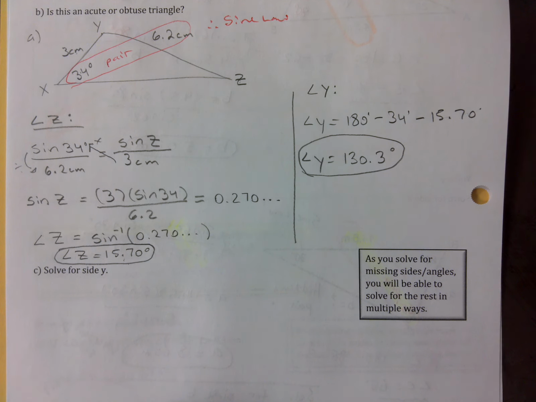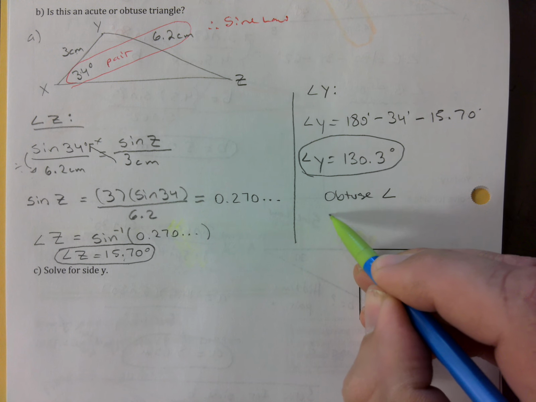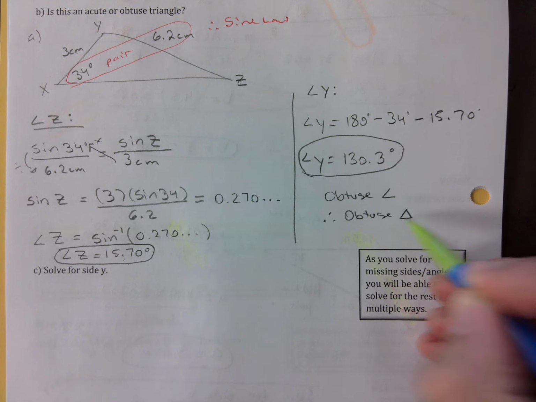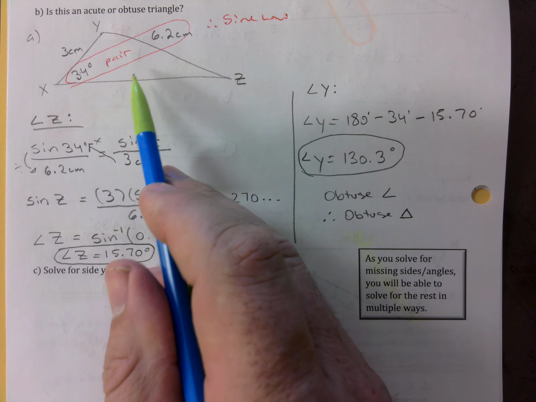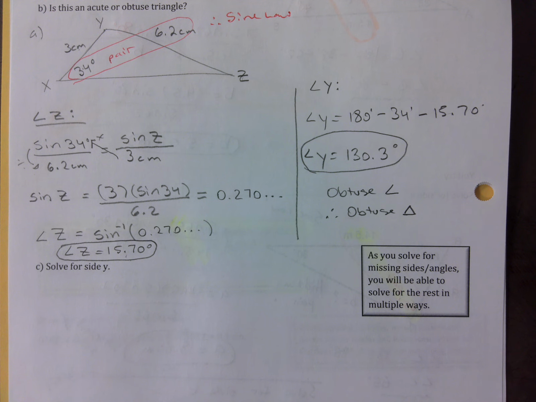It's an obtuse angle, by the way. Obtuse angle, therefore, it's an obtuse triangle as well. It turns that whole triangle into an obtuse triangle. Okay? So just giving you a heads up. We can still work with them, no problem. Okay?